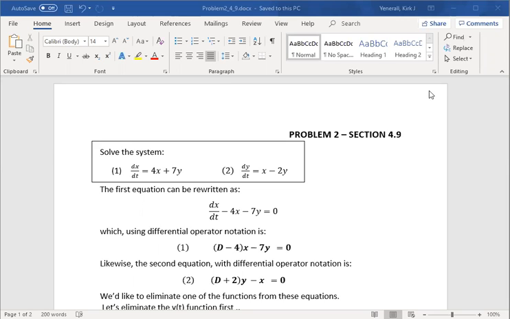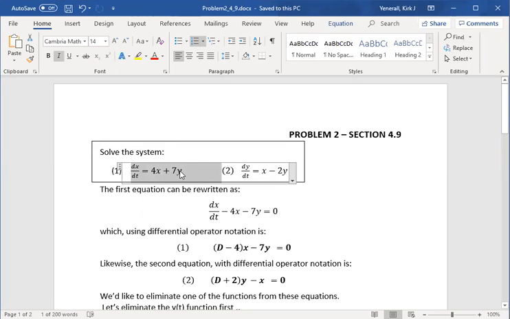Here we're going to take a look at exercise number 2 from section 4.9. It features these two equations that you see right here. First of all, dx/dt equals 4x plus 7y. And then the second equation, dy/dt equals x minus 2y.